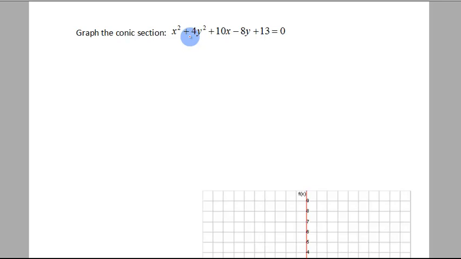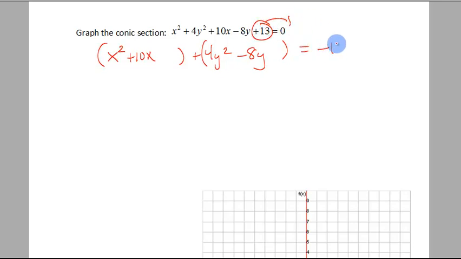Okay, here we want to graph this conic section. I see that I have x squared and x, y squared and y, 13. Well, I'll get the 13 over there and complete the square on the others. So, x squared plus 10x, leave a little space, plus 4y squared minus 8y, leave a little space here, and equals, move the 13 over, so minus 13.